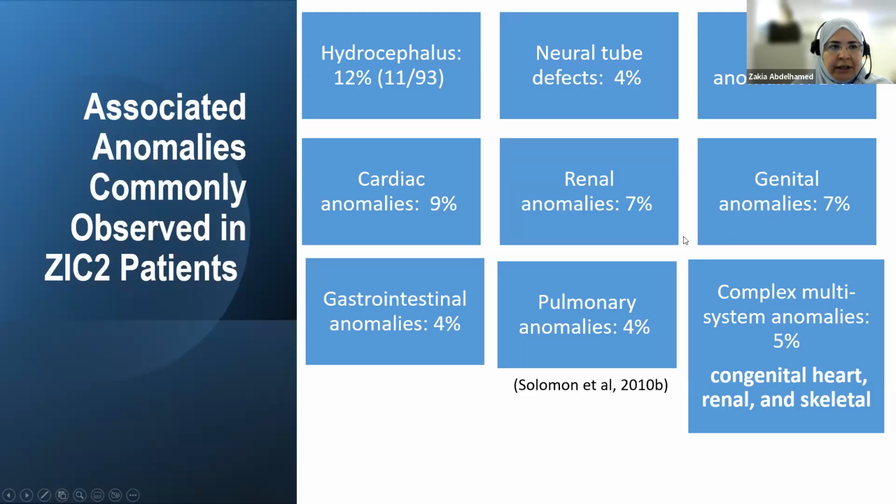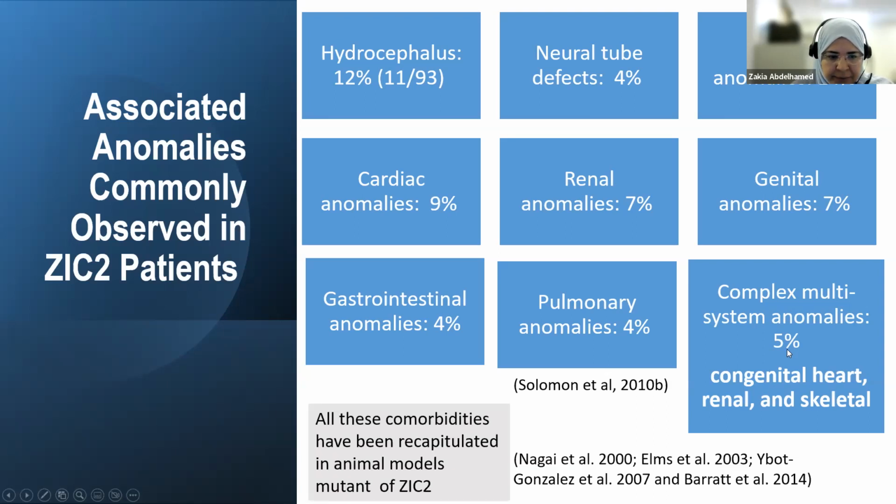This slide shows the other associated clinical conditions, or phenotypes, that most frequently occur in ZIC2 mutant patients. You see they have hydrocephalus, neural tube defects, skeletal anomalies and renal anomalies, and 5% of them have complex congenital renal and skeletal anomalies in addition to the holoprosencephaly. However, ZIC2 is always described as a cause of isolated holoprosencephaly, and there is no syndrome describing this to date.